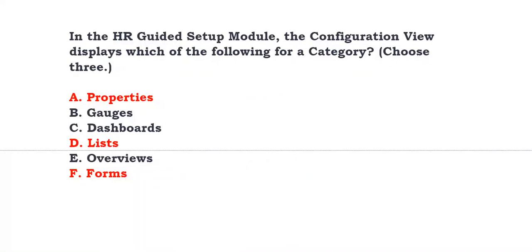Question is, in the HR guided setup module, the configuration view displays which of the following for a category? Option A, properties. Option B, gauges. Option C, dashboards. Option D, list. Option E, overviews. Option F, forms. Correct answer is option A, B and F.